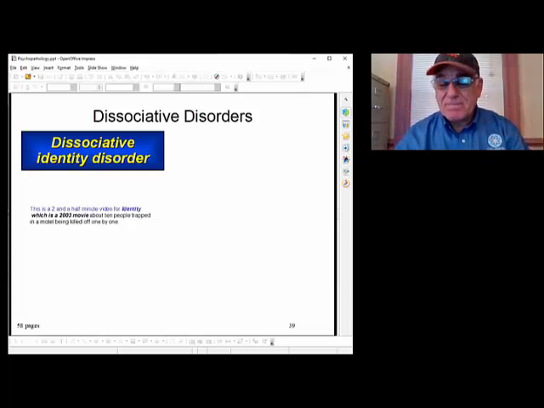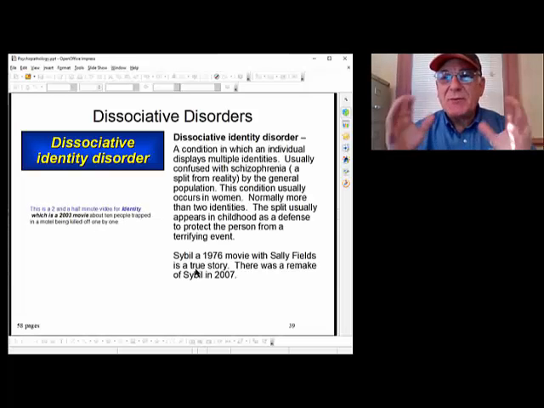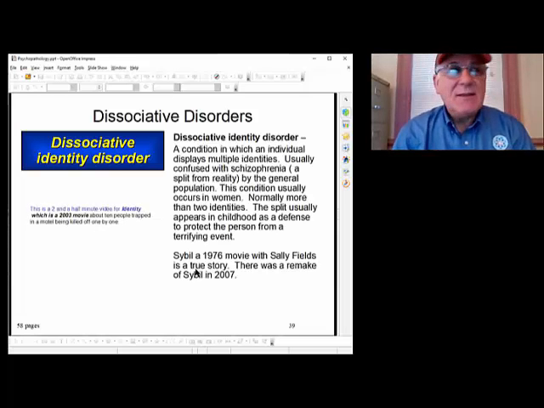Personalities, and that's identity. But the first one that was really known is Sybil. There's still questions about whether Sybil really was multiple personality, but there are people who don't even believe that multiple personality exists, psychologists and psychiatrists who do not believe it. Then there are psychologists and psychiatrists that do. So it is a condition in which an individual displays multiple identities. Usually it's confused with schizophrenia, but schizophrenia is a split with reality.